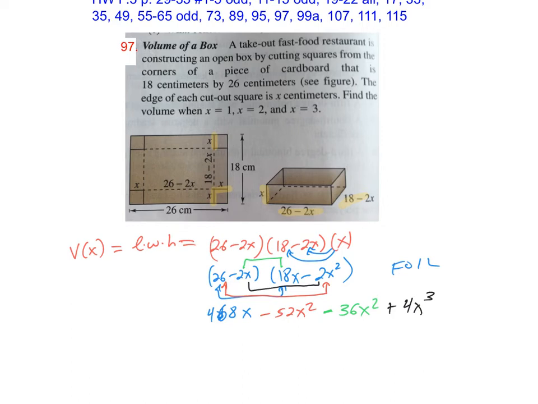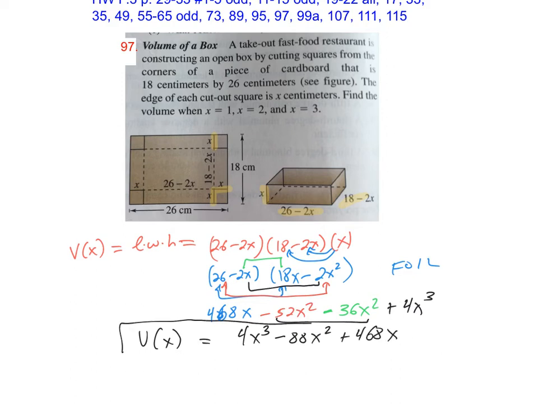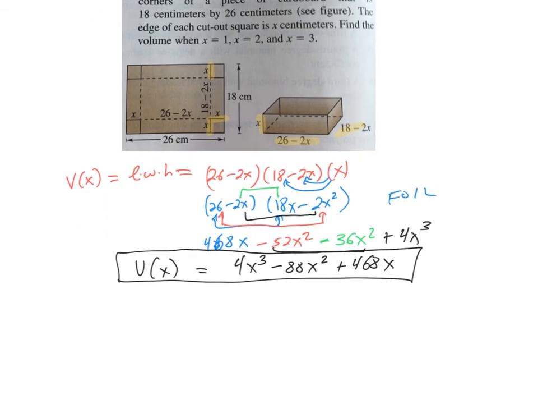And now we're going to write this in standard form, so that's in descending order of exponents. That'll be 4x cubed minus, we can combine the like terms, 52x squared and 36x squared, which will be negative 88x squared, plus 468x. That is our volume for this open box as a function of x, which is the side length of the square that we cut out.